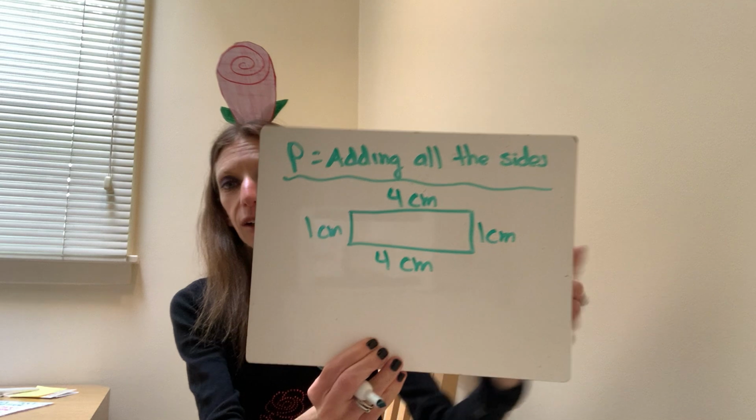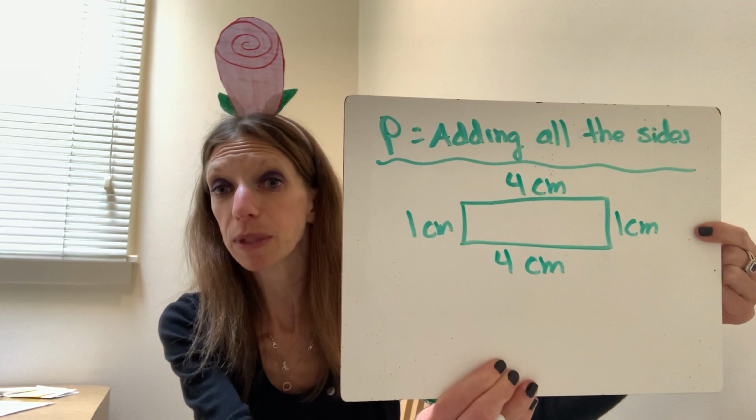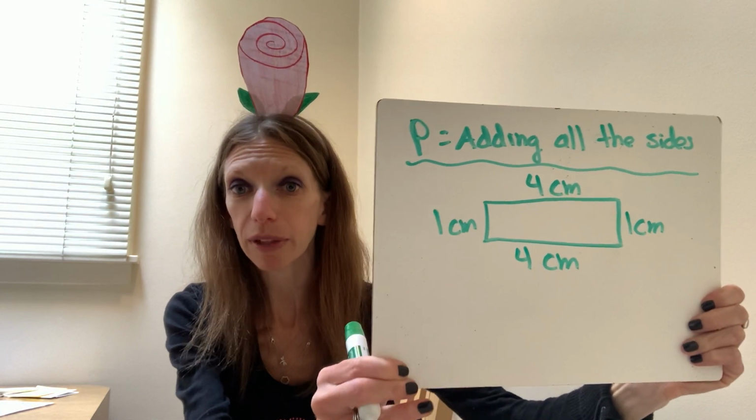So we're using addition today. And there are some fun shapes too that you have to find the perimeter on. So I'm going to say 1 centimeter, 1 centimeter, 4 centimeters, 4 centimeters. So now I have a rectangle, and I labeled it with a cm, which means centimeters. So that means we're going to be labeling it as centimeters.